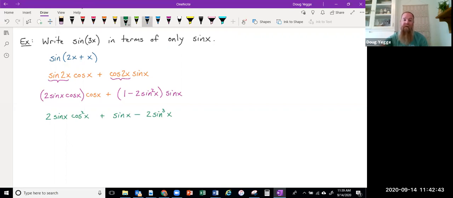So it looks like we're almost there again, but we're not quite there because notice cosine squared of x needs to be changed into sine of x as well. So why don't we use our Pythagorean identity, recognizing that that's 1 minus sine squared x. And now I see everything is completely in terms of sine x at this point. So we're just going to bring everything else down and simplify until we could find the value of sine of 3x.